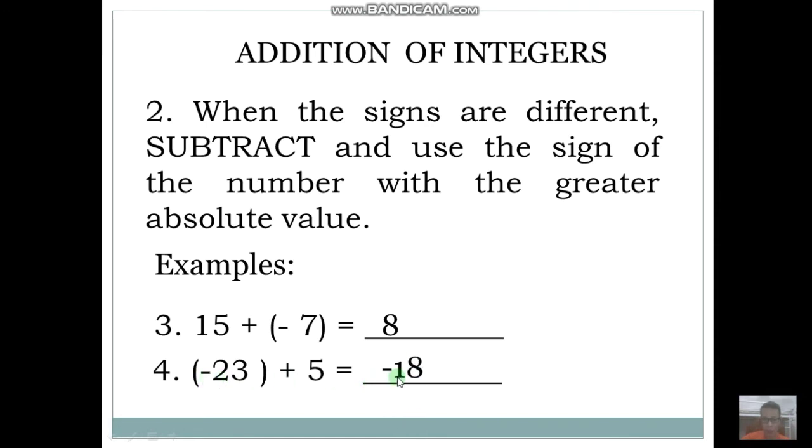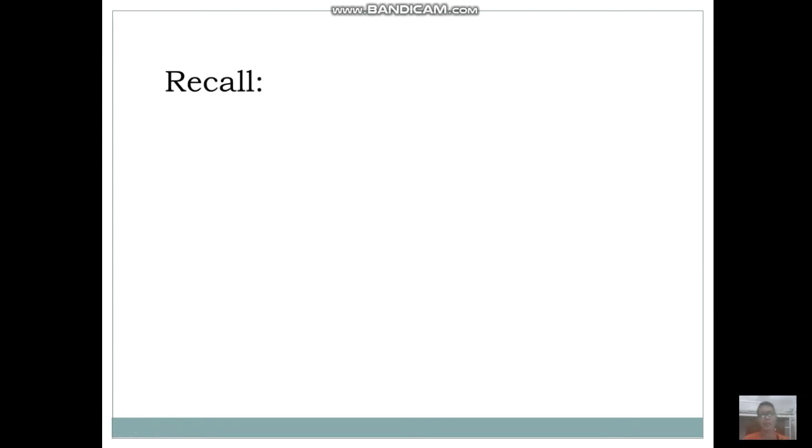So, negative yung sagot natin dito, negative 18. So, we subtract the number and then we attach the sign, or we keep the sign having a greater absolute value. So, ito po yung ibig sabihin ng rule number 2 of addition. So, dalawa lang po yung rule ng addition. Kailangan po nating i-memorize yan.